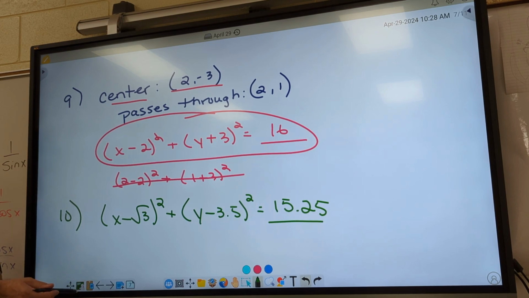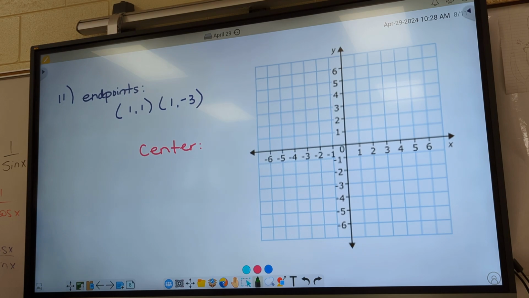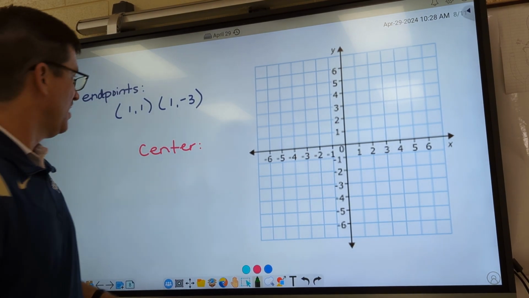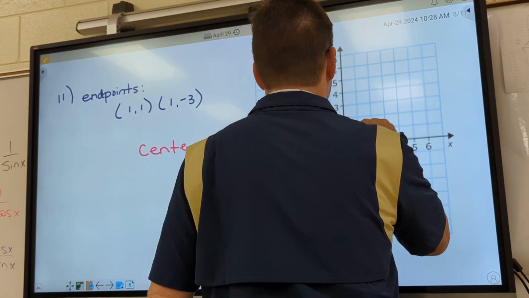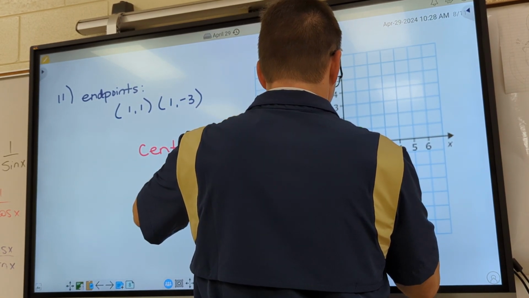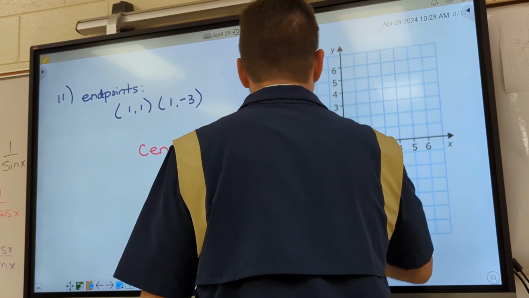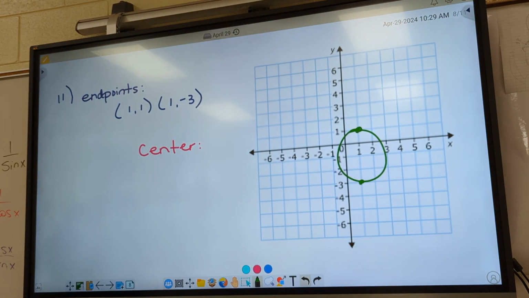I can change screens. All right, now 11 does not give us the center, so we're going to have to find the center of the circle before we start writing our answer. But look, it does give you the endpoints. So if I got one endpoint at 1, 1, and one at 1, -3, that means my circle is going to look something like that. I'm going to give y'all a chance to draw that. Over 1, up 1, and over 1, down 3. Guess I'm not going to draw.